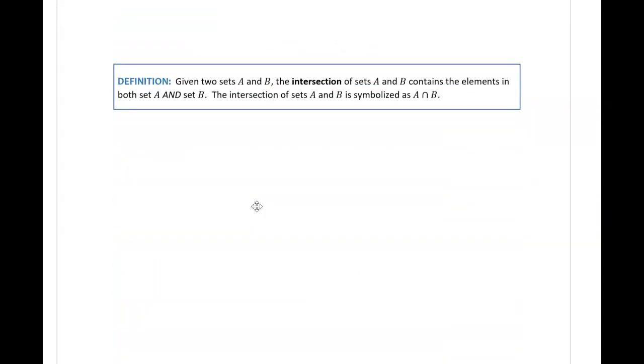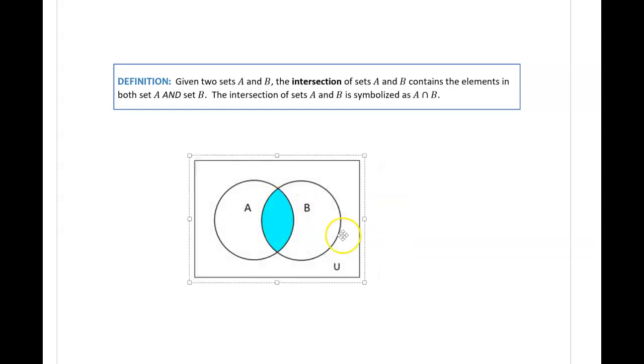Given two sets A and B, the intersection of sets A and B contains the elements in both set A and set B. The intersection of sets A and B is symbolized as A intersected with B. Given the Venn diagram below, the shaded region represents A intersected with B.